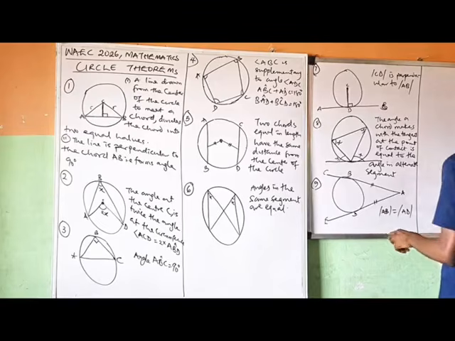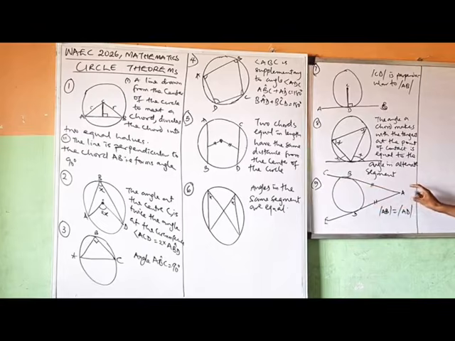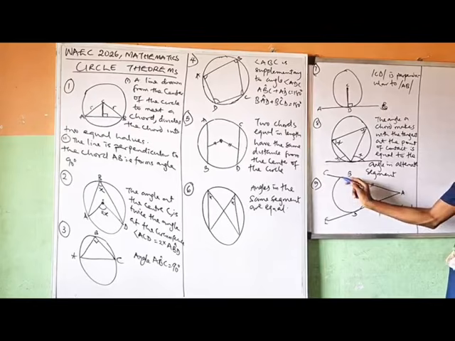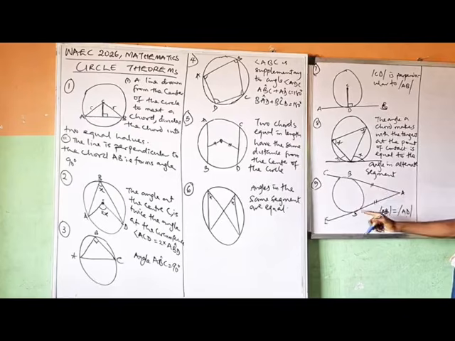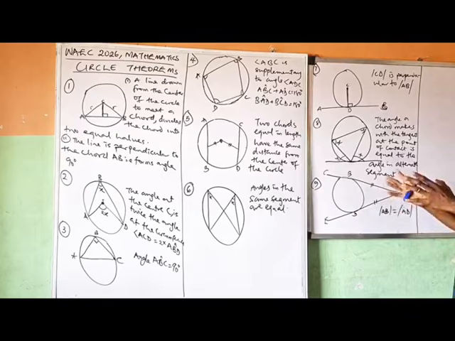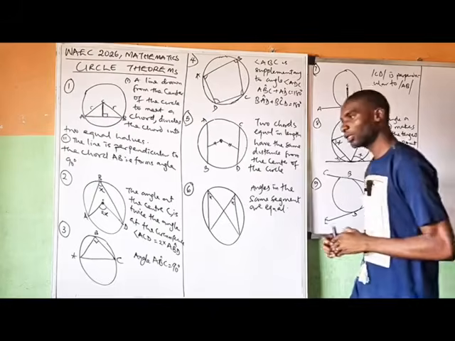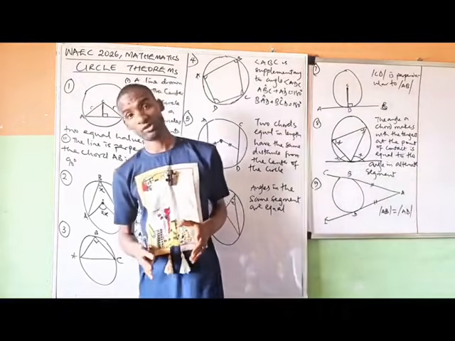And then the last but not the least, where you have two tangents that are drawn and they are connected at this point, the distance from the point of meeting the circle to this point is exactly the same. The distance of here to here and this line, they are the same. Now let's try some examples to see how we can apply the theorems that we have discussed so far.